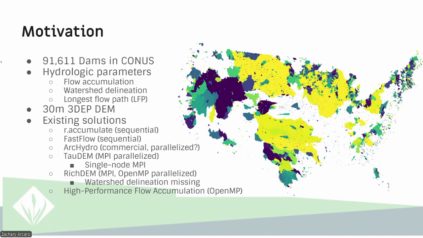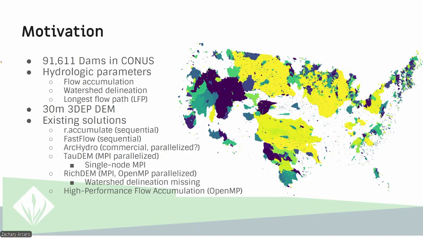So my motivation for this talk is basically we have almost 92,000 dams in the US, and I wanted to calculate most of these parameters for these dams. And it's too many. The DEM is a 30-meter DEM from USGS. That's about, if I remember correctly, about 50 billion cells in the US. That's a lot. And now the existing solutions are r.accumulate.